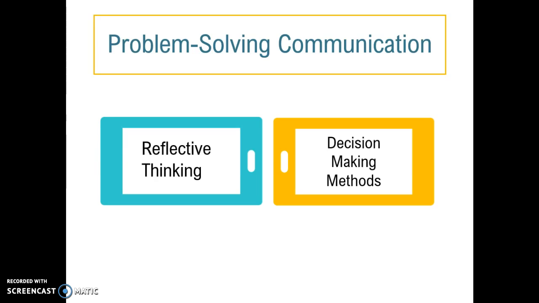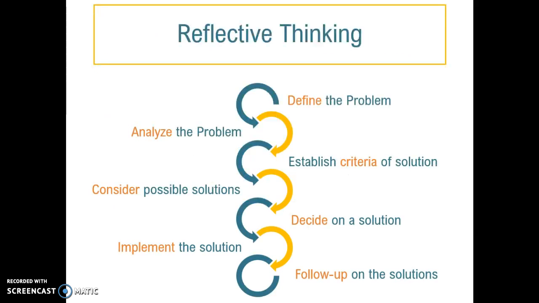So here there are two ways of problem solving communication. First is to reflect and next is to come up with the decisions. So what happens is reflective thinking. When I give you a problem during the assessment, you need to talk about the problem. What is it actually? What is the basic issue that you're facing? Then talk about it, analyze it, establish the criteria for a solution, come up with some criteria.